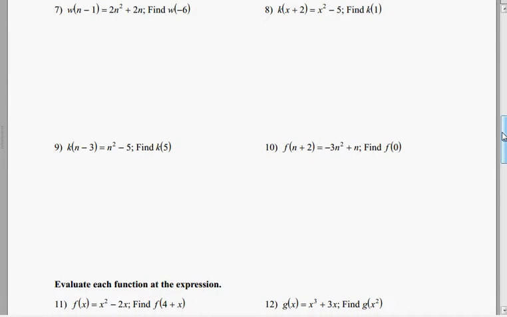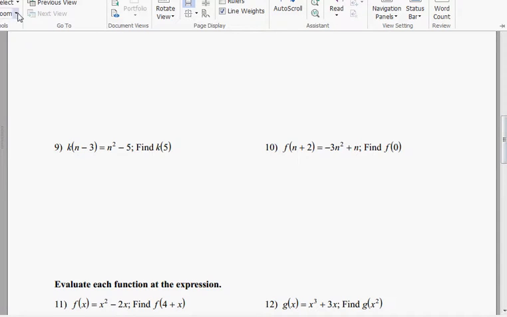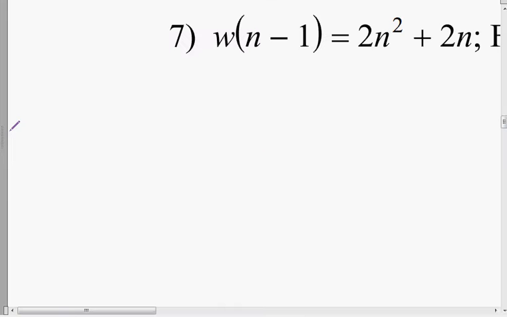Number 7 is kind of complicated. We evaluate it at a whole number, but the function is not given in terms of the variable. The function is given in terms of an expression, and that complicates the issue. So first of all, I will zoom in so that we can see what we're working on here.